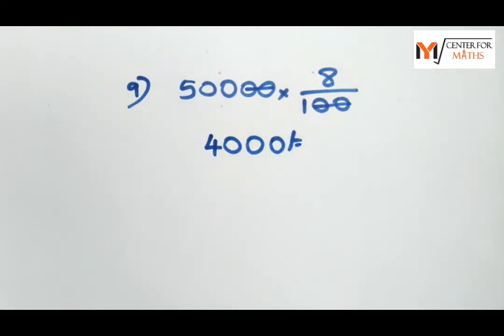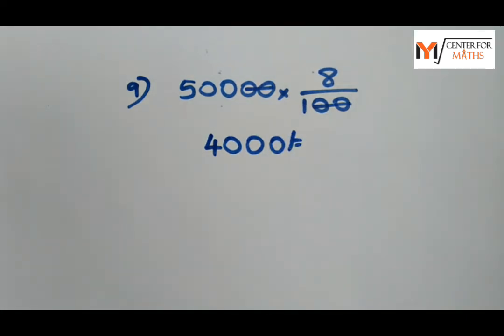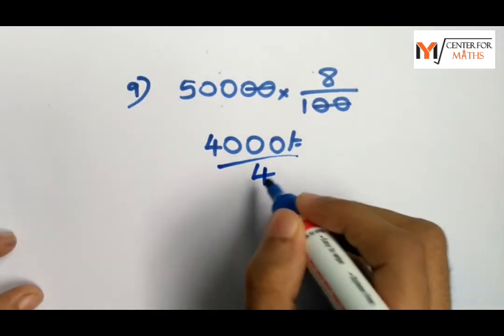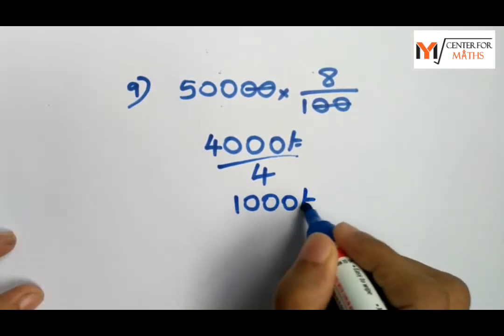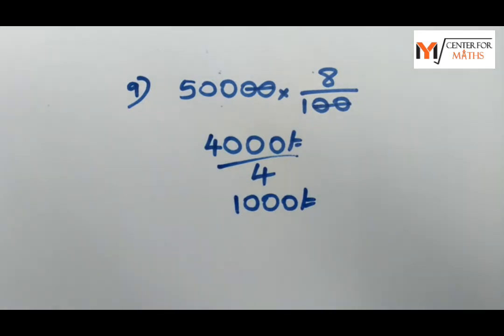But they are not asking that. They are asking to find how much should be paid for a quarter. To find out for a quarter, what we have to do, we have to divide this by 4. So for a quarter, we have to pay just 1,000 rupees.